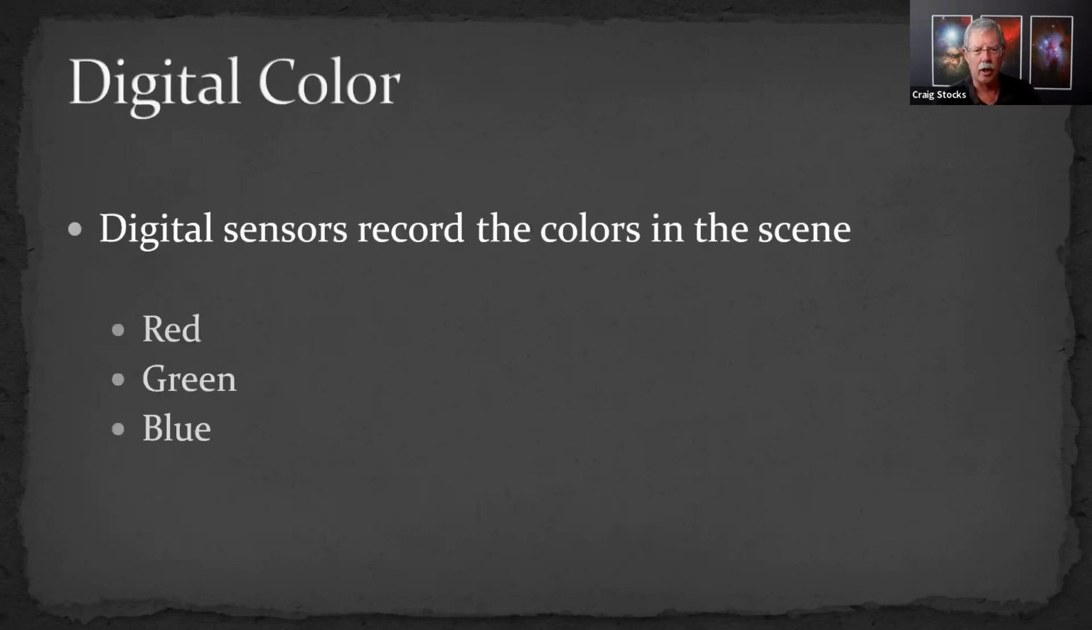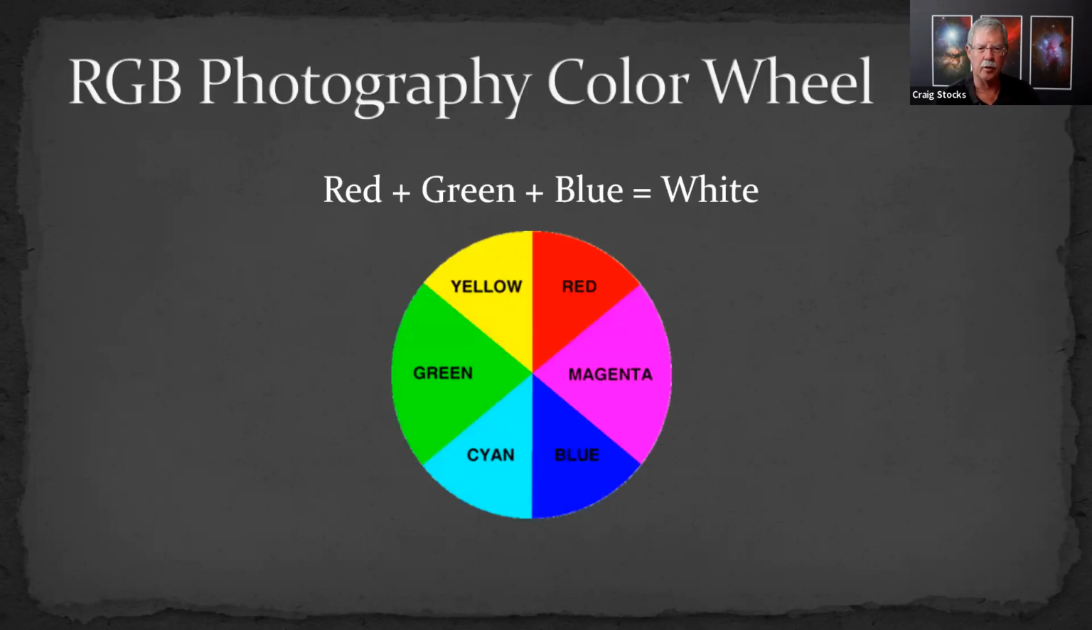So we probably all know that digital sensors record the colors in the scene in terms of red, green, and blue. And you've probably heard the term RGB, which refers to red, green, and blue. And if you look at the photography color wheel, you'll see the three primary colors of red, green, and blue making up a triangle. And in between the red, green, and blue are the complementary colors of magenta, cyan, and yellow. So these are the six basic colors that color photography is based on. And that was true, by the way, back in the film days as well. When you were doing color processing, you worked with those same six colors.